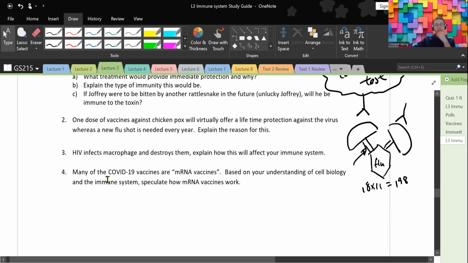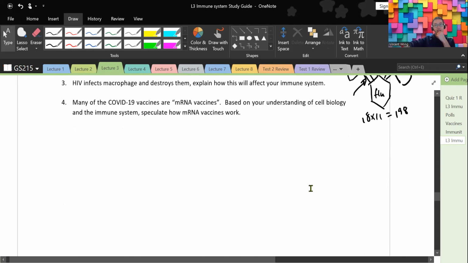Okay, last one. Many of the COVID-19 vaccines are mRNA vaccines. Based on your understanding of cell biology and immunity, speculate how an mRNA vaccine works. I hope you know what APCs are now, right? The antigen presenting cell. I've only shown you one type of APC so far. Just let me see if you're all with me. What is it? Macrophage. That's right, the macrophages. That's the APC. But there are other types of APC in the body.